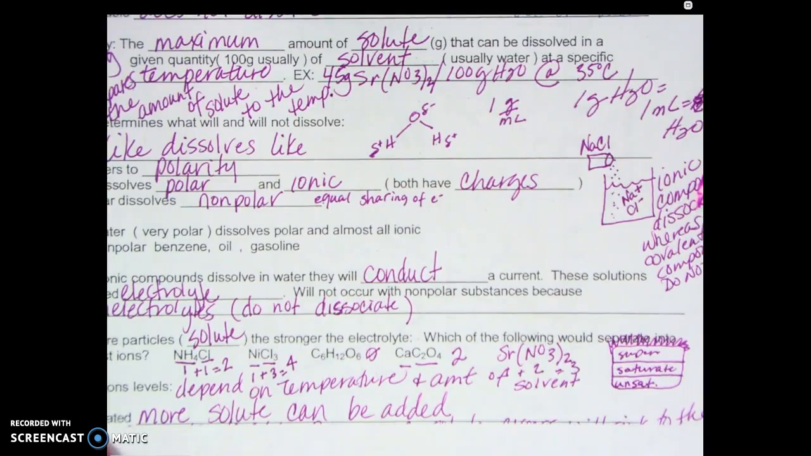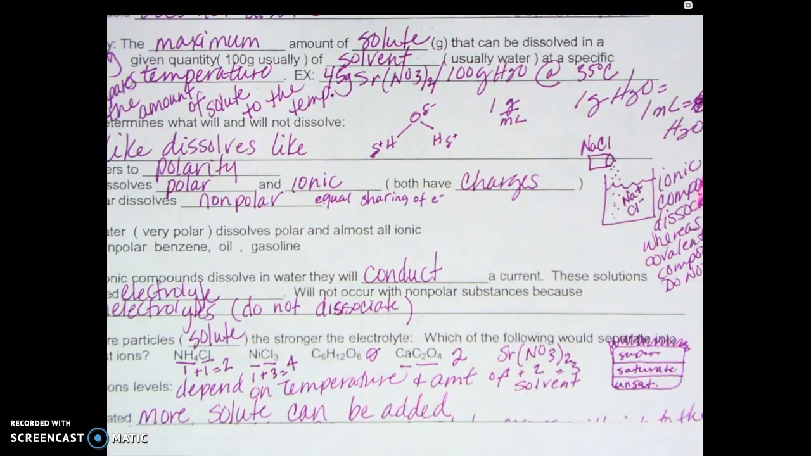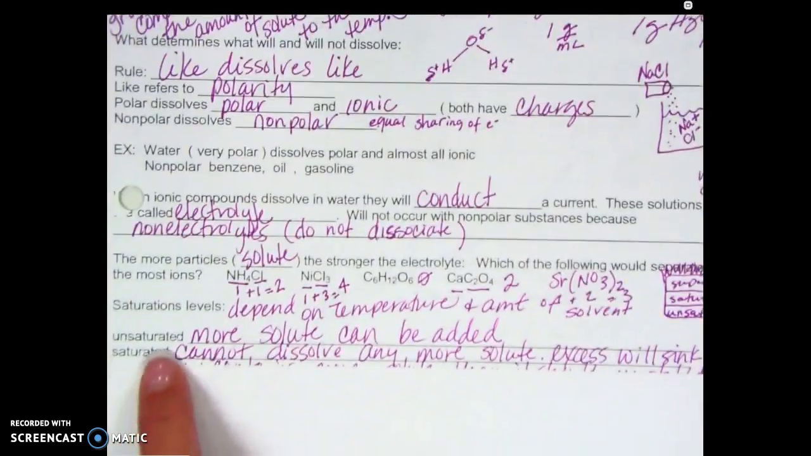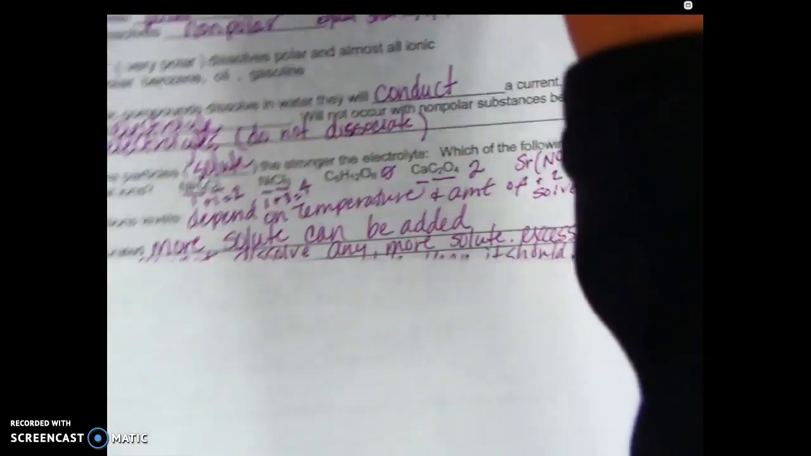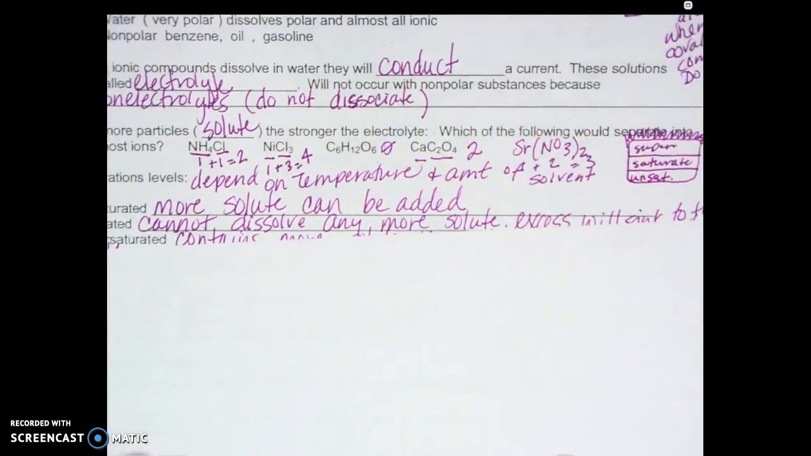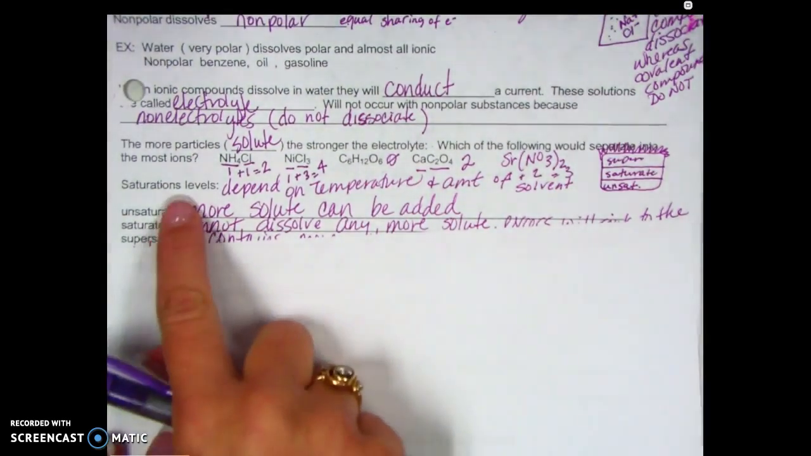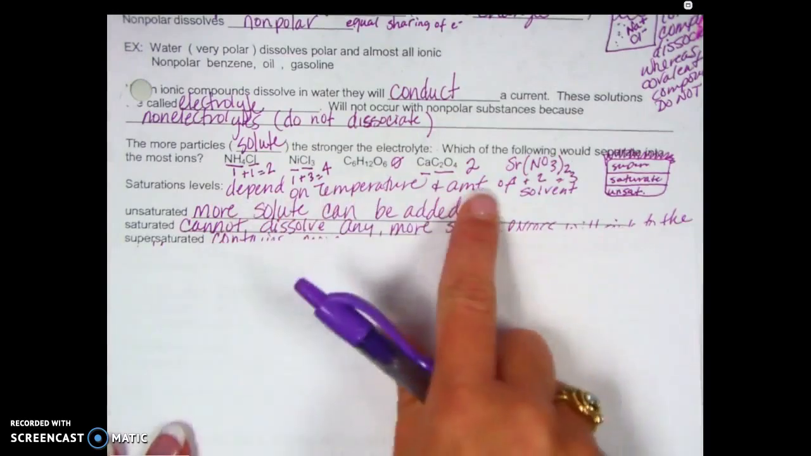So our definitions are an unsaturated solution. There's more solute that can be added. And saturation levels depend on temperature and amount of solvent. Saturated means it cannot dissolve anymore. The excess solute will sink to the bottom. And this is like our iced tea at a restaurant. As we add more sugar, it just sinks to the bottom. Because it's cold, it can't accept anymore, because saturation levels depend on temperature and amount of solvent.